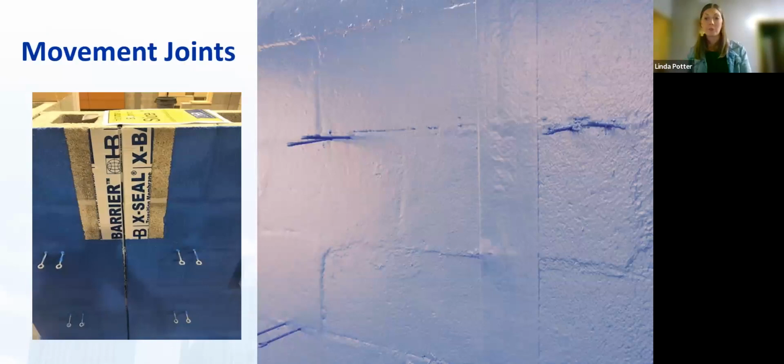Movement joints again. We have movement joints for a reason, because we expect our buildings to move. So as such, you've got to detail your air barrier in a way that allows that building to still move without peeling things apart or causing a crack or an opening in your air barrier because your building moved. We need to know how we're handling that.